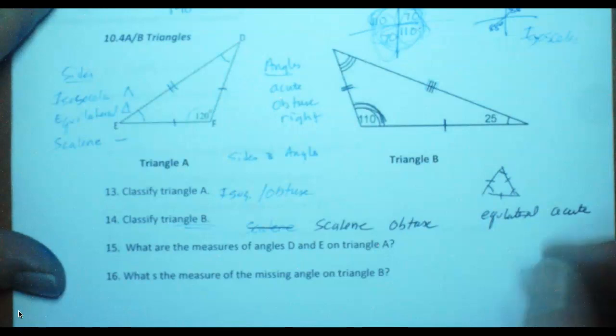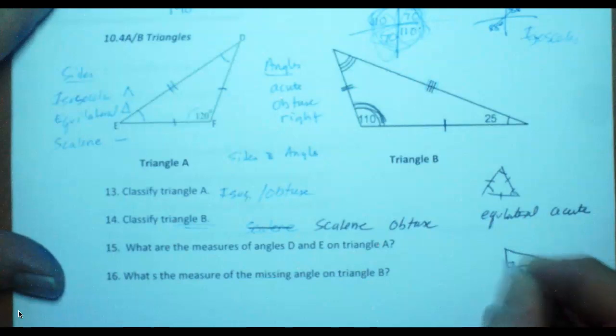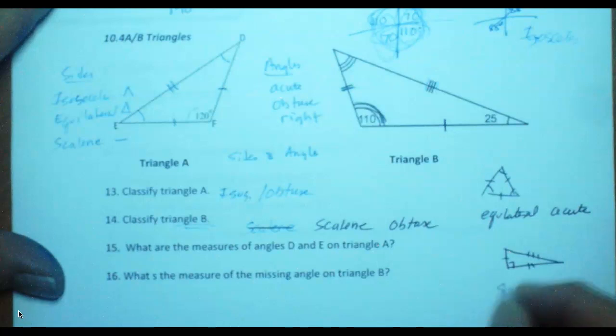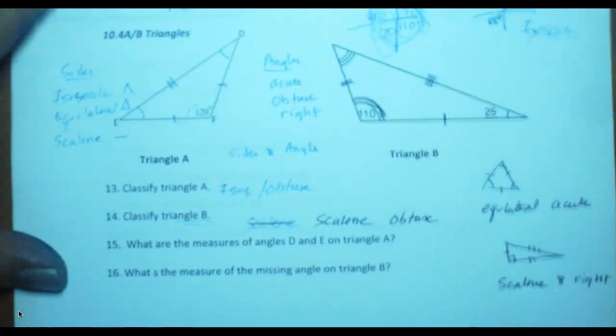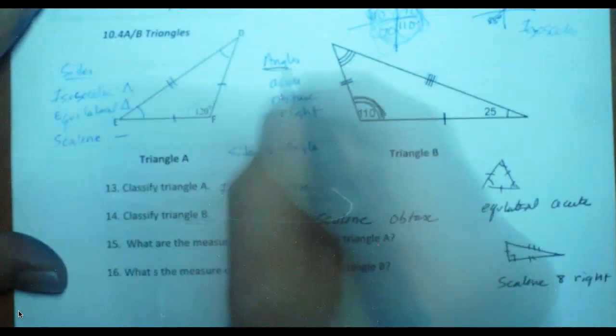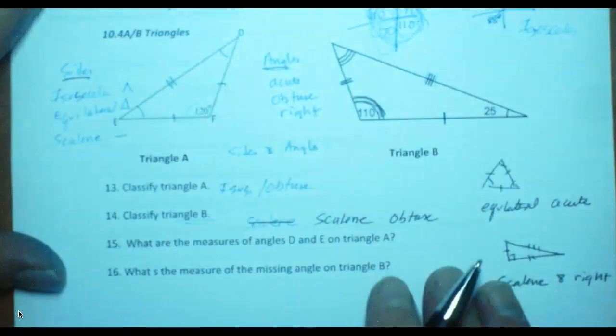Let's do another one here. This one here, put a right angle in, 1, 1, 2, 1, 2, 3. So this one here is going to be a scalene because all the sides are different, and it's going to be a scalene right. So again, you always classify them two ways, by sides and by angles. Angles and sides. All right.